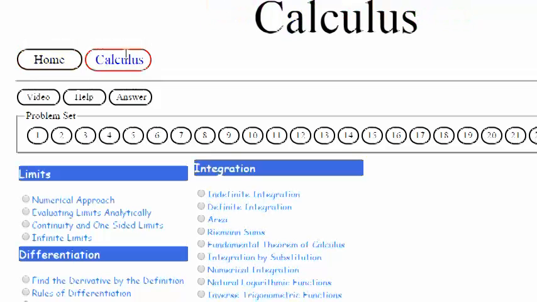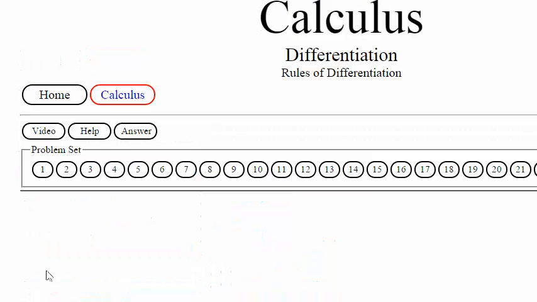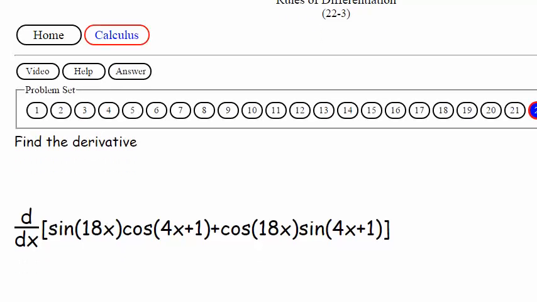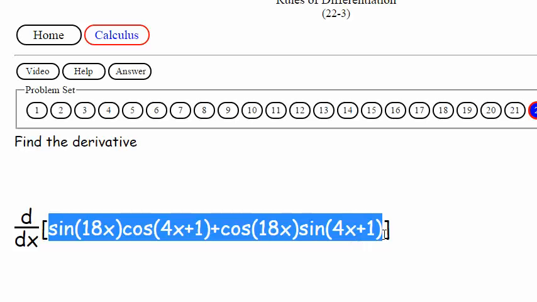Or go to math.com. Let's click on calculus and go down to rules of differentiation and move over here to button 22, and that's what we want to come up. Now that looks pretty nasty, but actually it turns out that if we can remember a trig identity, we can collapse all this down to the sine of the sum of two angles, and I'll just let you know that's what it's going to be.